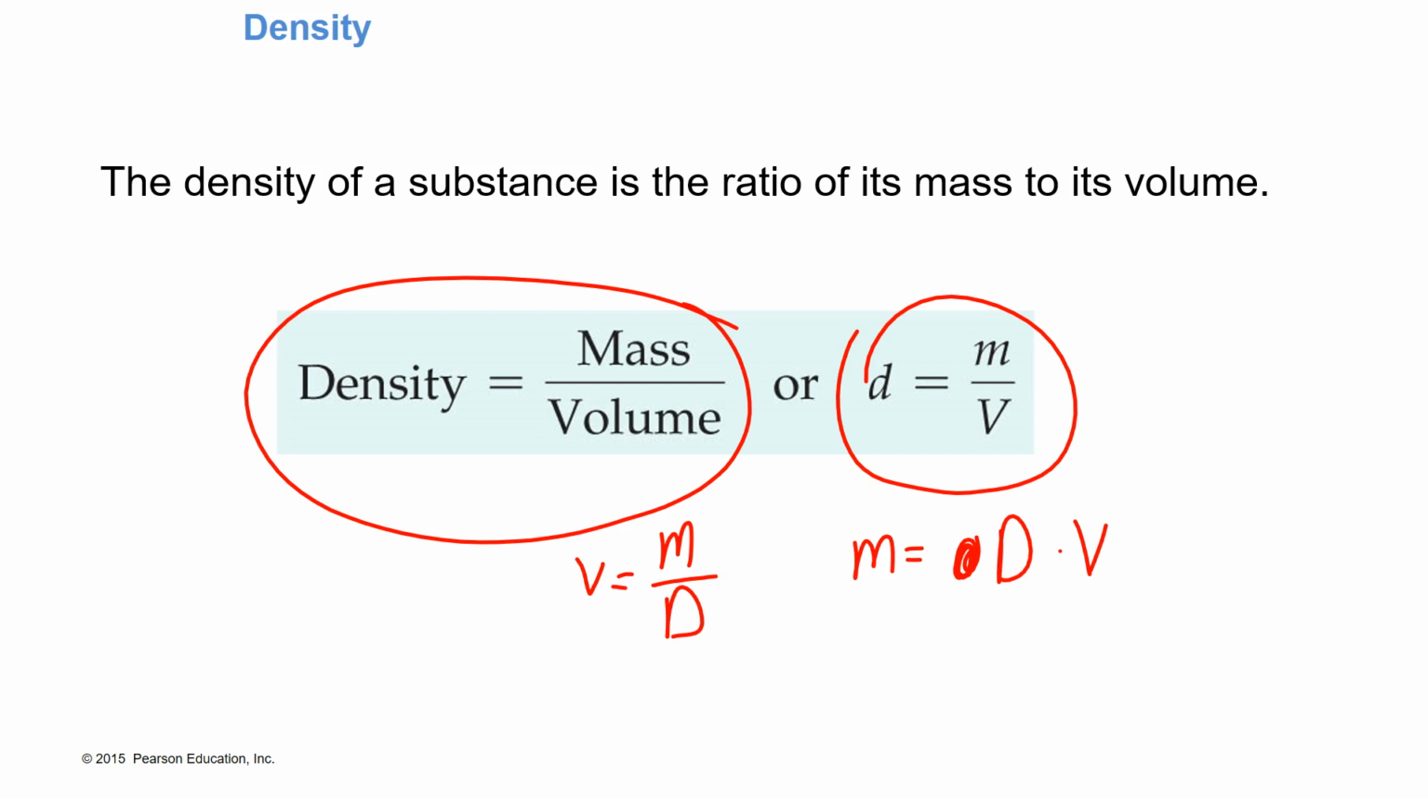A way that we used to teach this in middle school is we did something called the formula triangle. And so you cover up whichever one you're solving for. Volume is m over d. Density is m over v. Mass is d times v because they're on the same plane. That's one way of doing it. I just prefer manipulating the equation.